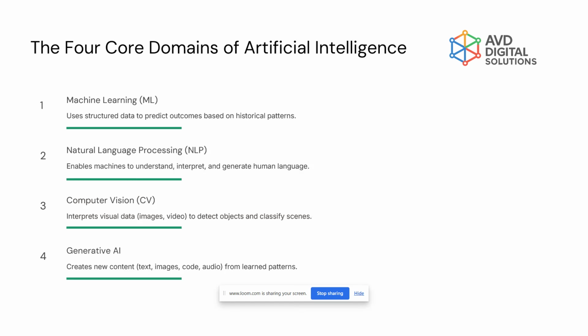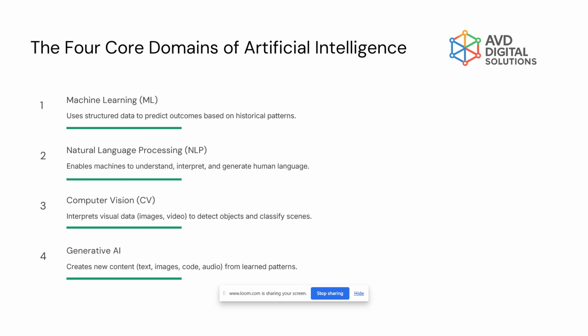So here we are. Before we go into this list of the core domains of AI, I'll ask you a very fundamental question. What is artificial intelligence? Artificial intelligence allows us to build systems that are able to learn from data and make predictions, make autonomous decisions, and nowadays also create content.